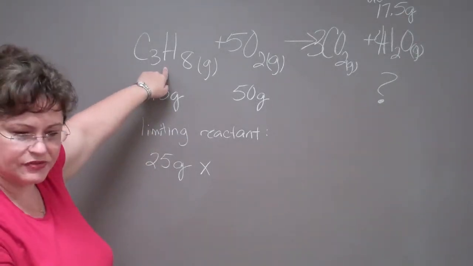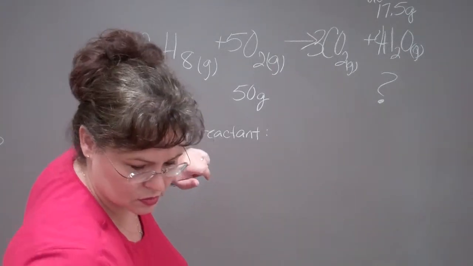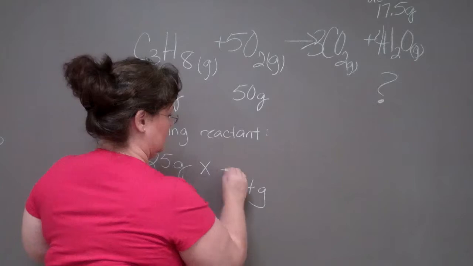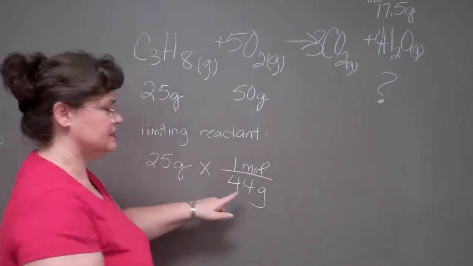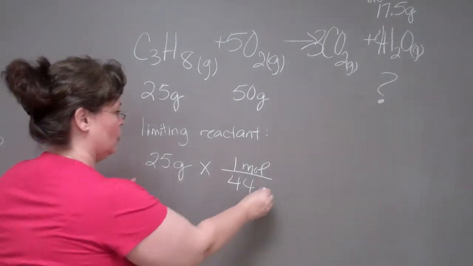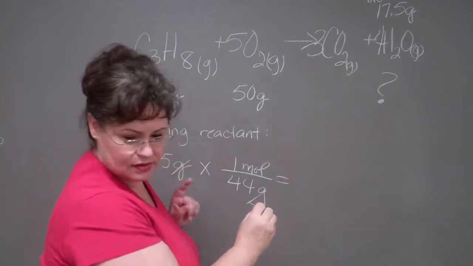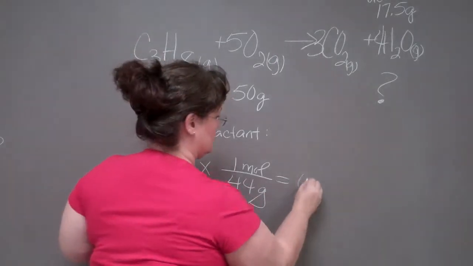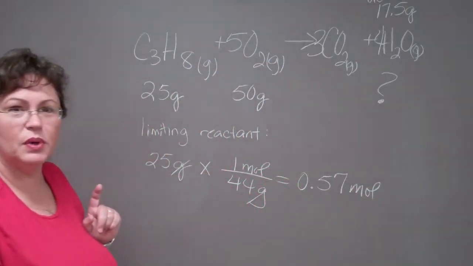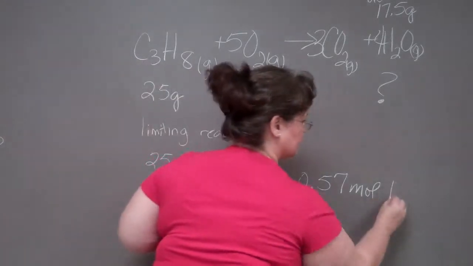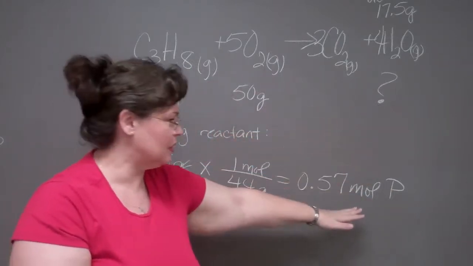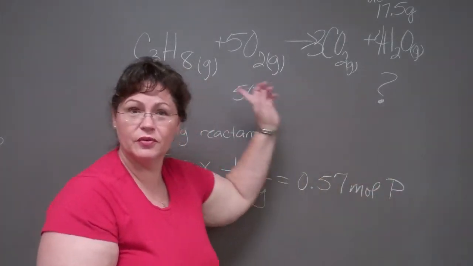We calculate the molar mass for our propane, which I did earlier, and it's 44. So this is the molar mass of the propane. There's 44 grams in 1 mole of propane. When we do this math, we get 0.57 moles of propane. I'm just using a capital P to keep my reactants separate, so I know a capital P stands for propane.